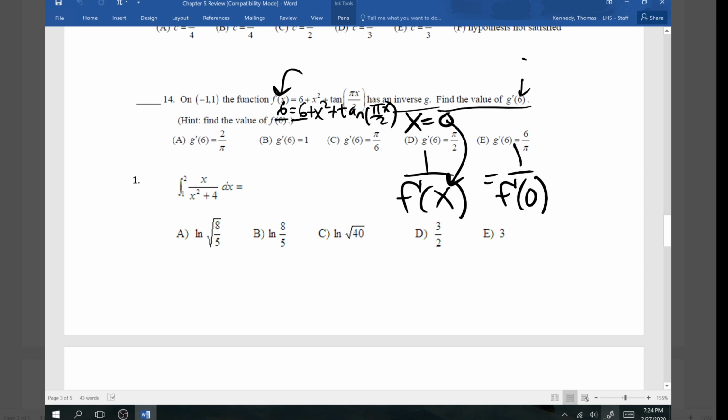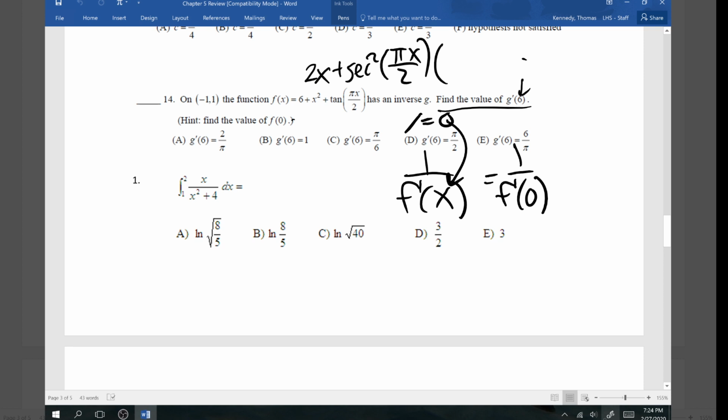And so all I have to do now is find f prime, so I got to get rid of all this garbage I wrote up here and take a derivative. Derivative of 6 is 0, x squared is 2x, tangent has a derivative of secant squared. And then I have to do the chain rule, which in this case is much easier because the x just becomes 1, so I get a pi over 2.